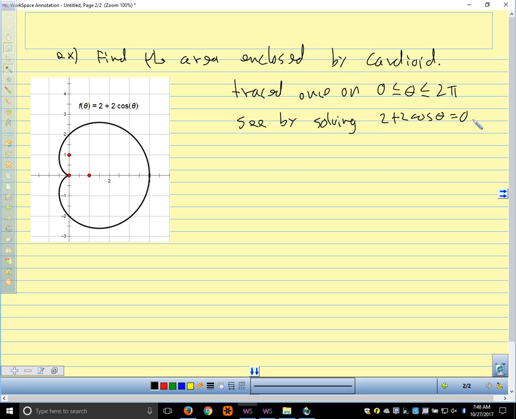So what I'm going to do here is the graph is symmetrical, so I'm just going to find the area enclosed by the top half and multiply by 2. Our area is going to be 2 times the integral from 0 to pi of 1/2. I'm going to factor out the 2 and then square it, so 1/2 times 4, times 1 plus cosine theta squared d theta.